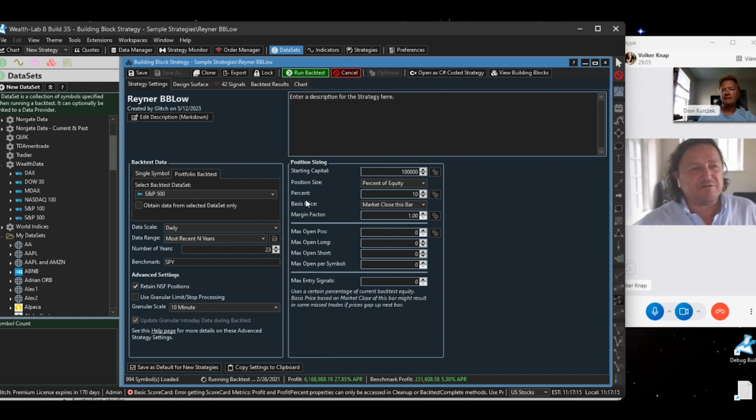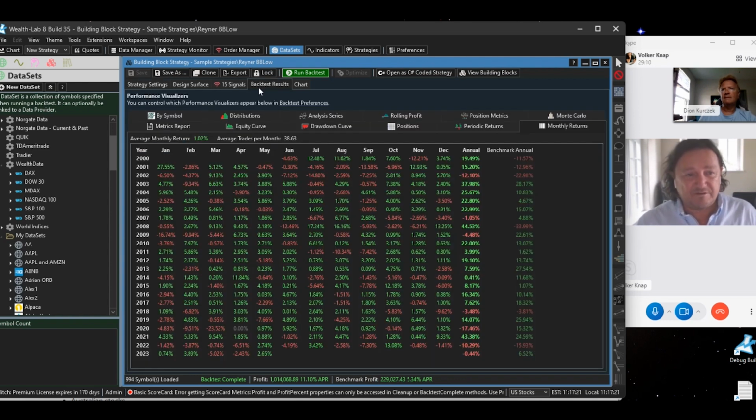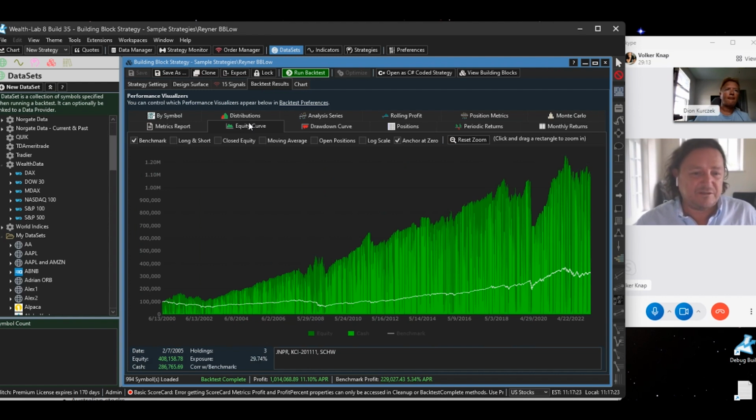I cannot stress enough how important it is to have survivorship bias-free data. I think that looks good too. The drawdown is not that bad. So there you go, Rayner's Bollinger Band system. The bottom line is it looks good. We didn't match his backtest results completely, but you see now how you can take an idea, implement it in Wealth Lab, test it for yourself, and see if it works or not.